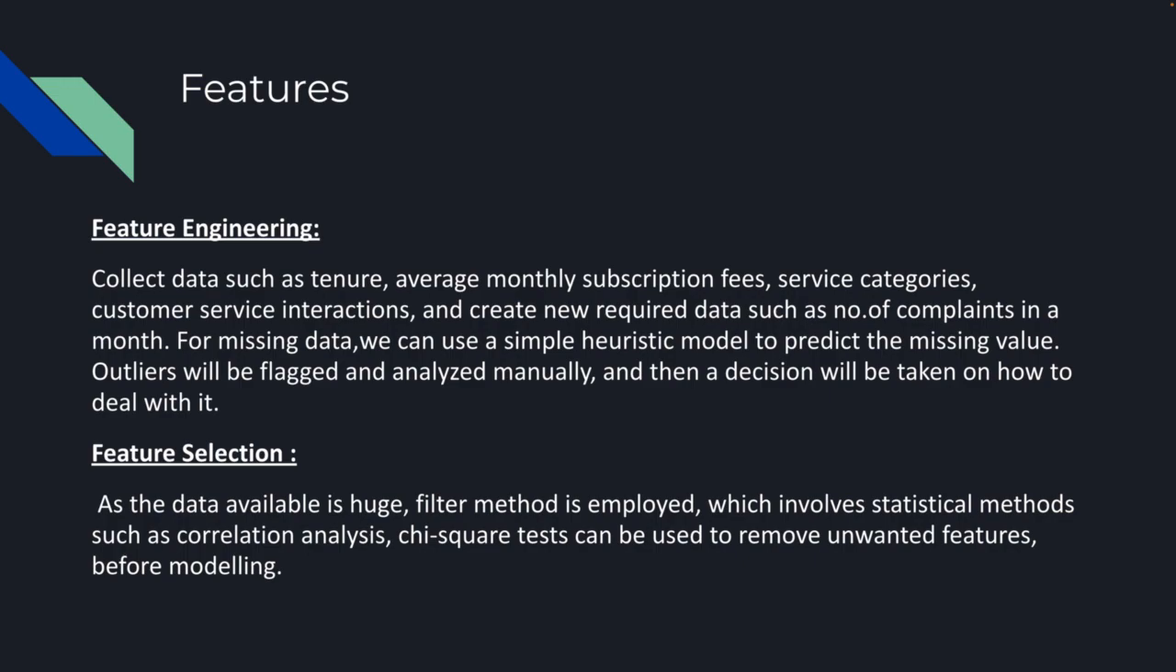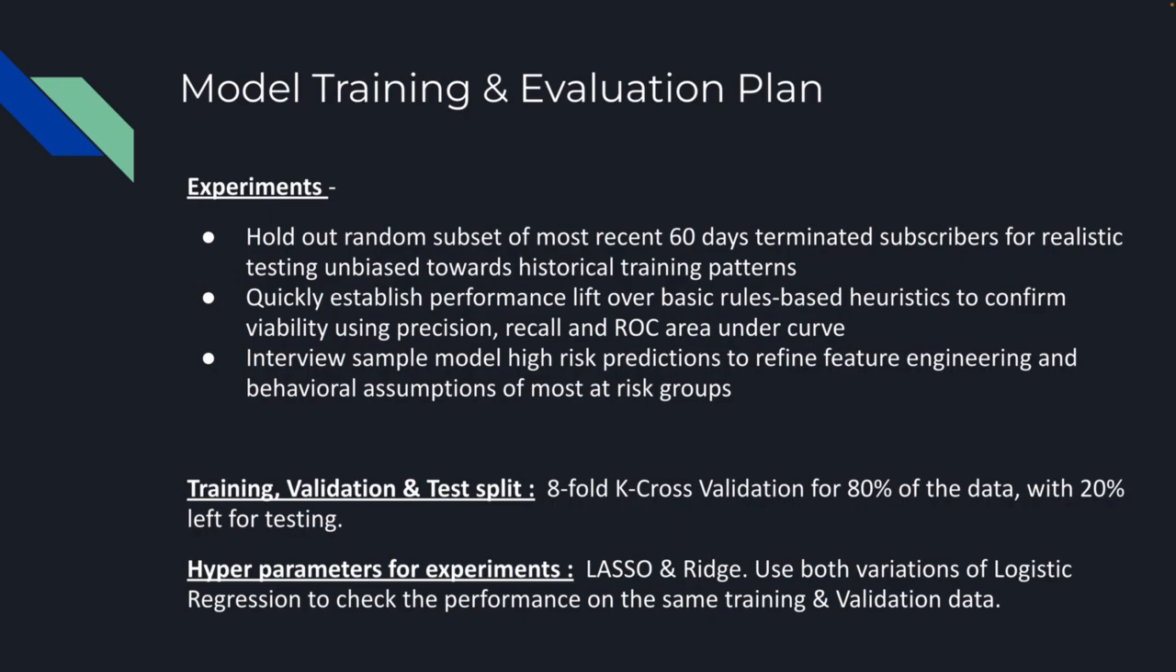The filter method is used because we have a huge customer base, so we can just go with statistical methods, which are inexpensive and relatively faster, such as correlation analysis and chi-square tests, to remove the unwanted features. After the feature selection and engineering, we will end up with a cleaned data set, and these features are what we think are basically needed for the model to predict.